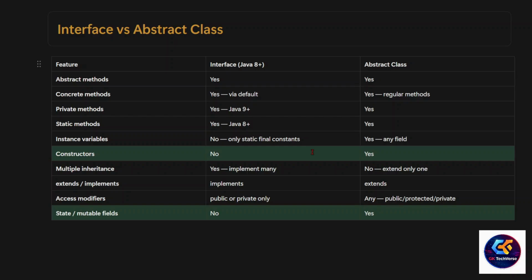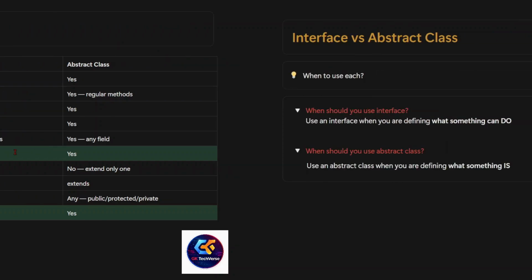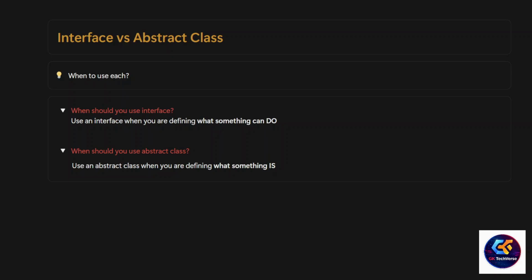Because knowing the difference is not enough, you need a decision rule. Let's see that next. Now that we understand the differences, let's answer the most important question. When should you use interface? When should you use abstract class? I'll give you a simple rule. If you understand this, you can answer 95% of real world classes.